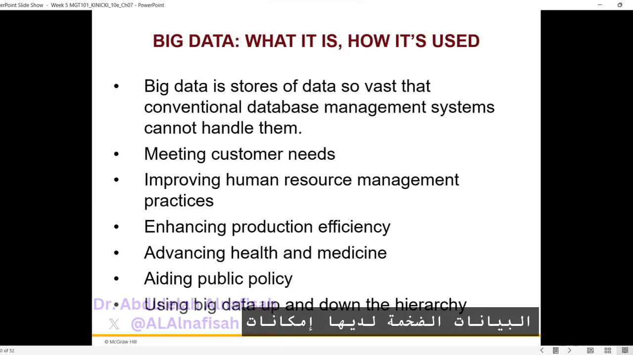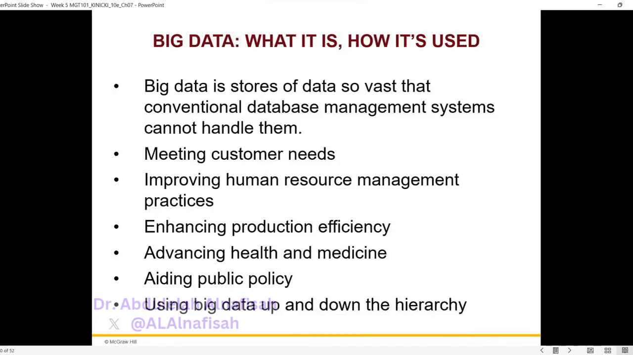Big data has transformative potential across various industries and organizational functions. Let's explore the examples you provided. Meeting customer needs. Big data enables companies to gain insights into consumer behavior, spot trends, and identify challenges and opportunities. By analyzing large volumes of data, organizations can understand customer preferences, tailor their products or services to meet market demands, and deliver more personalized experiences.